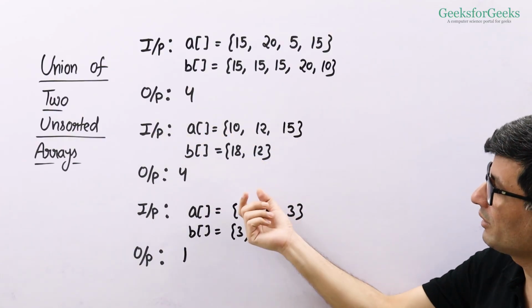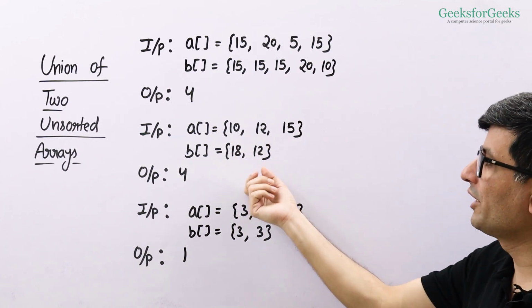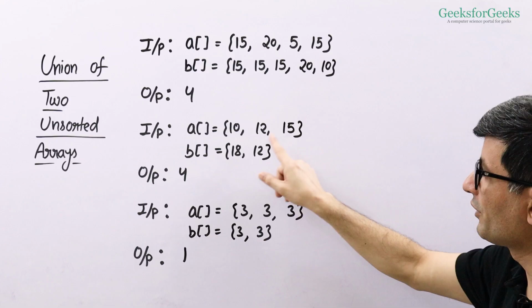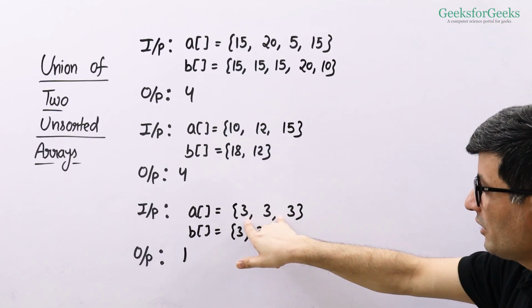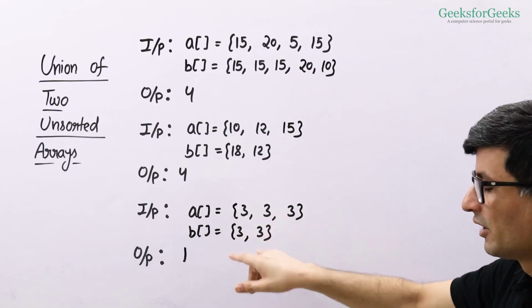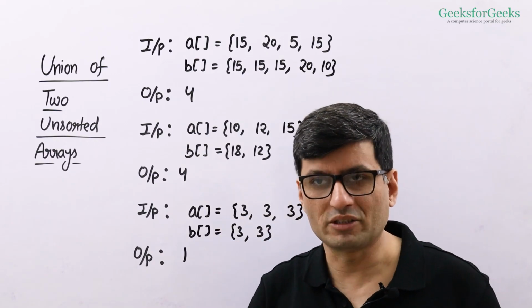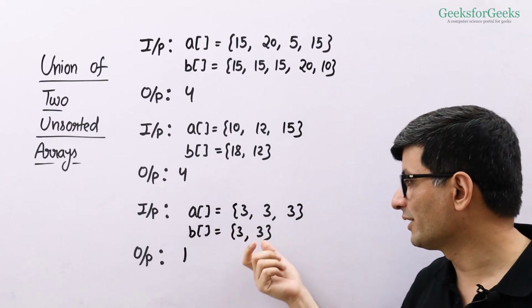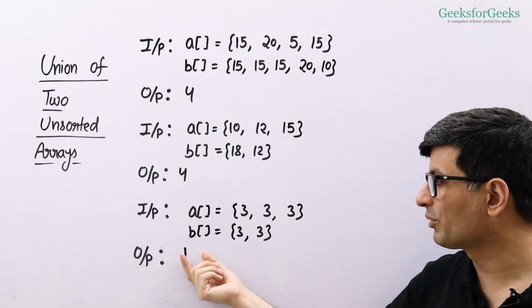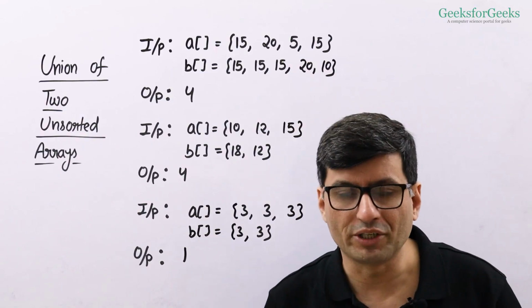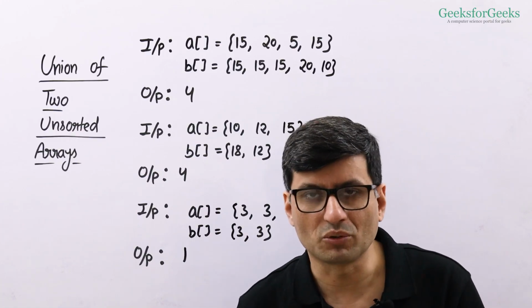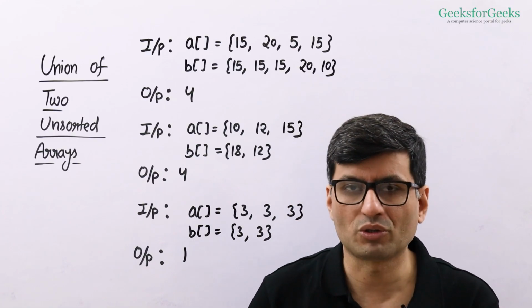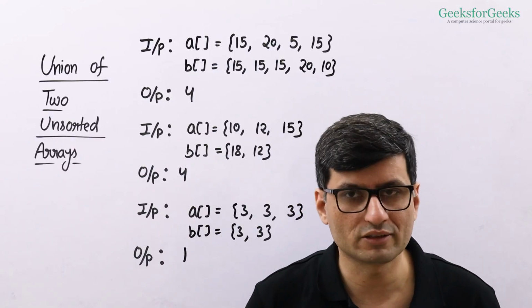Let's now see this example. Here we have again 4 elements: 10, 12, 15 and 18. Let's see this example. Here we have 3 three times here, 3 two times here, but there is only one element present in both the arrays and that one element is 3. So our output is 1. Now please pause this video and try to think of an approach that takes two arrays as input and returns the count of distinct elements in both the arrays.